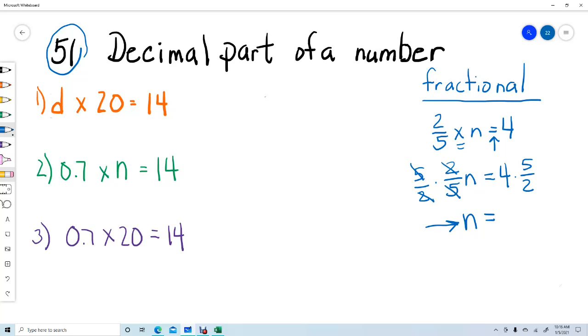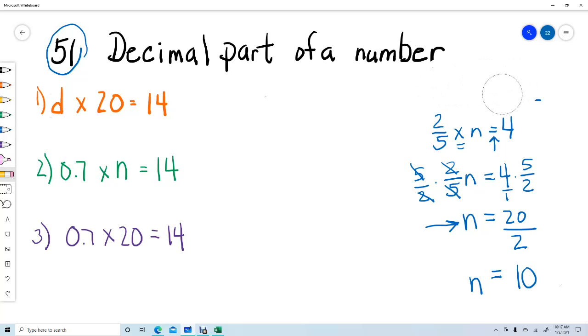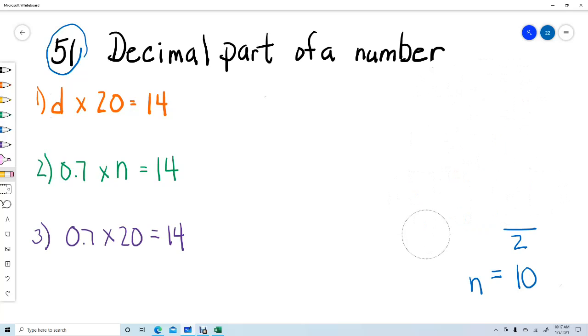Now I just need to multiply 4 times 5 halves. So we'll make this 4 over 1 for simplicity's sake. 4 times 5 is 20. We'll multiply our numerators. Our denominators, 1 times 2, that's 2. And that equals 10. And that's how we would have solved a similar type of problem when we were working on fractional parts of a number. Okay, now we're just working on decimal part of a number, and the only difference is that rather than a fraction, we're writing decimal numbers. It's the only difference. So this is a good review, really.